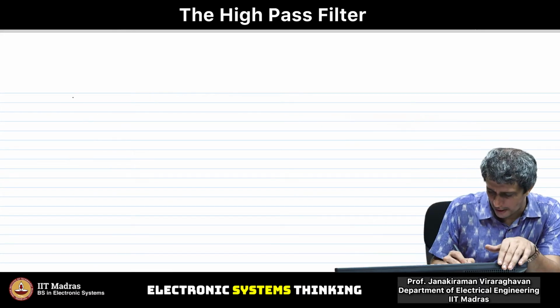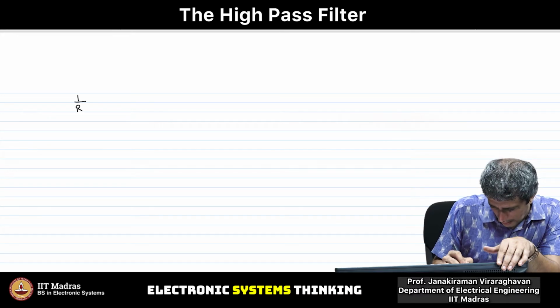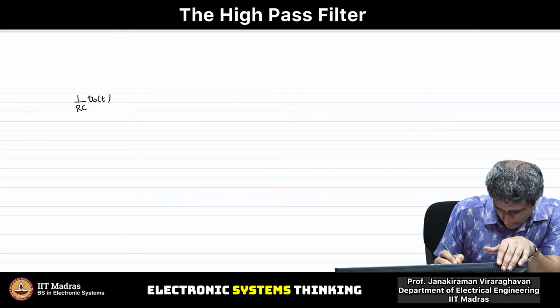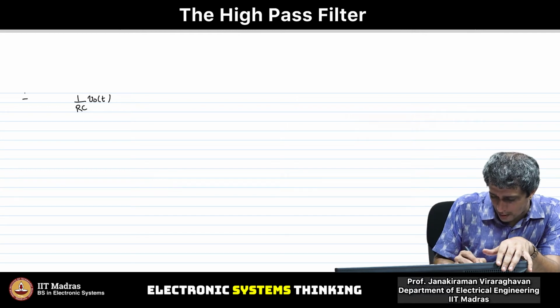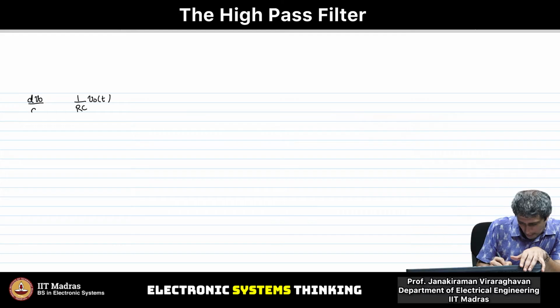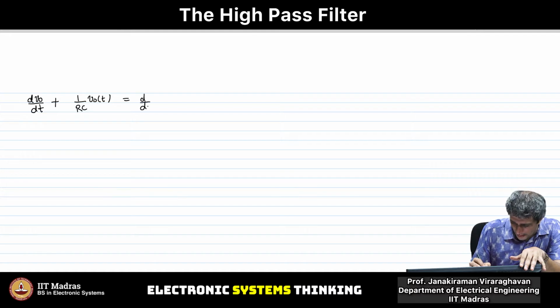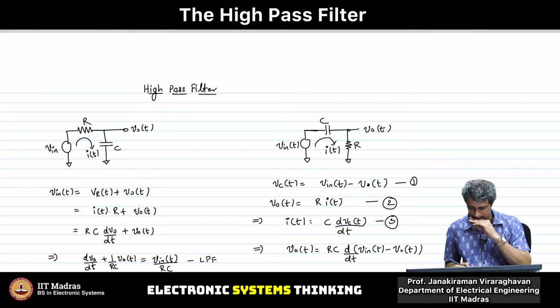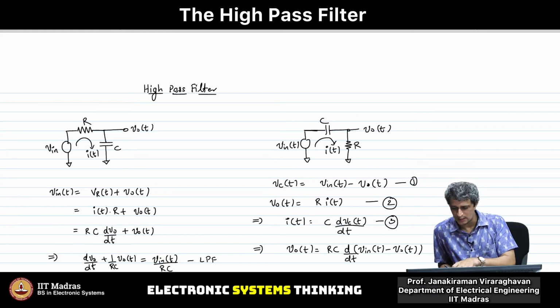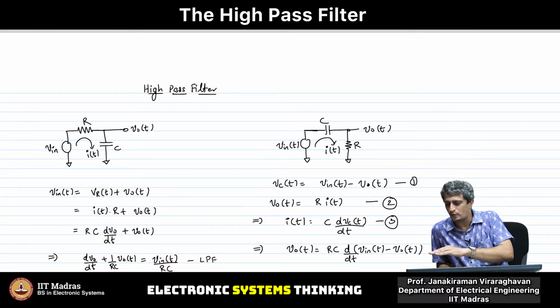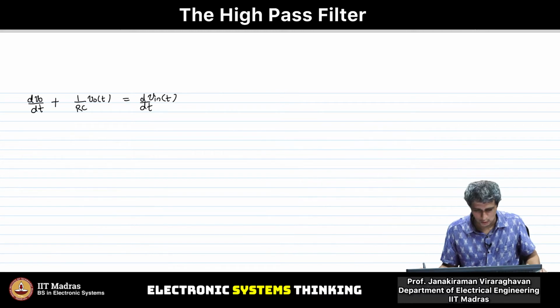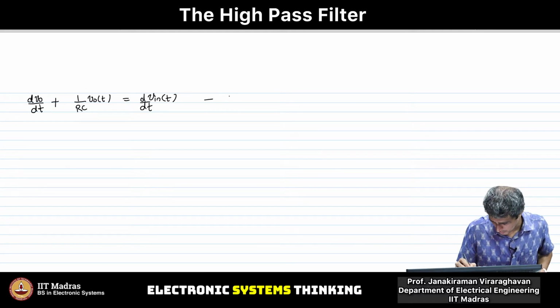So what do we get here? We get dV out by dt plus 1 by RC V out of t equals d by dt of V in of t. Let us just check the equations once. Yeah, V out of t is this. I have brought RC to the left hand side, divided by RC, and then I have just brought the dV out of t by dt to the left hand side. And therefore this is my high pass filter equation.